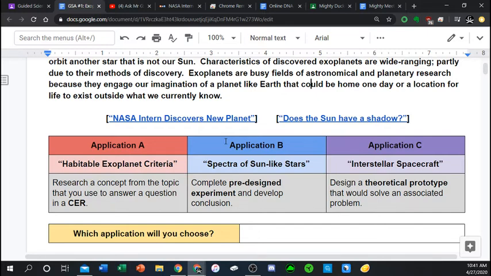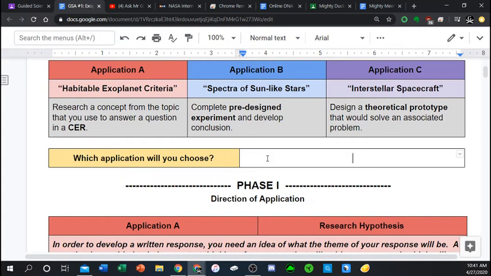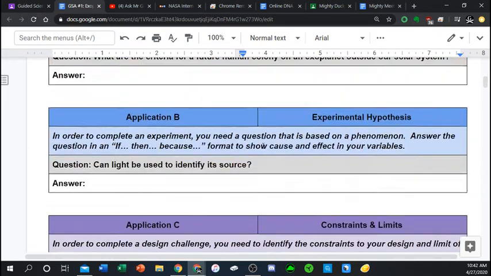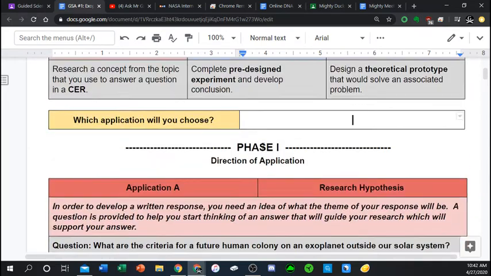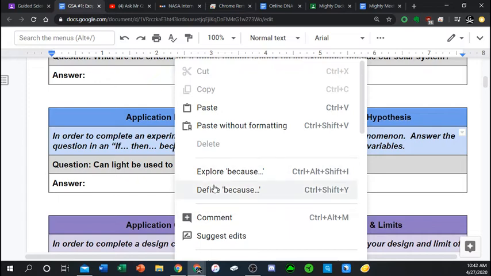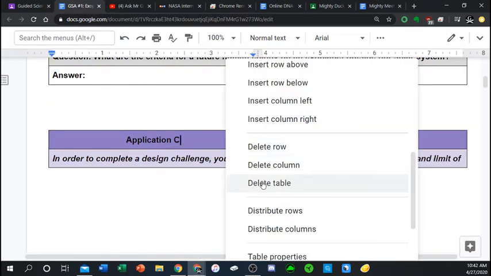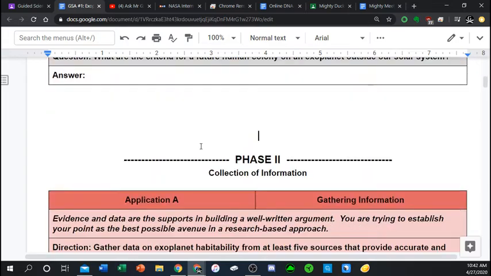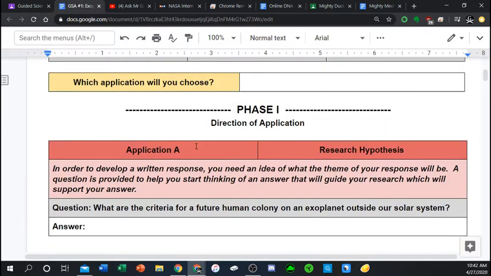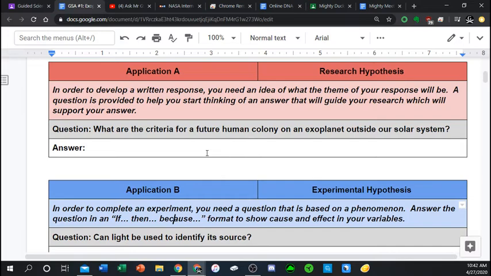Then you type in which one you want to do, A, B, or C. Type in what's in quotes here. And then you work on the color or the letter that you see for the rest of the document. If I'm doing A, I can delete this table because I'm not doing B, and I can delete C. I can just work on the red tables. All right? So that's once I make my final decision.